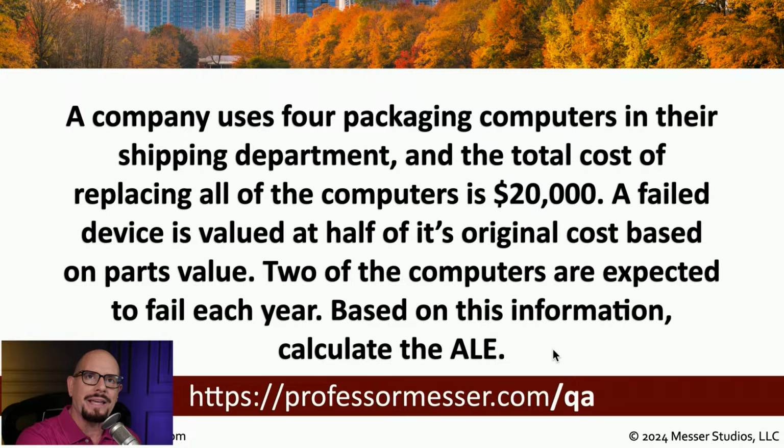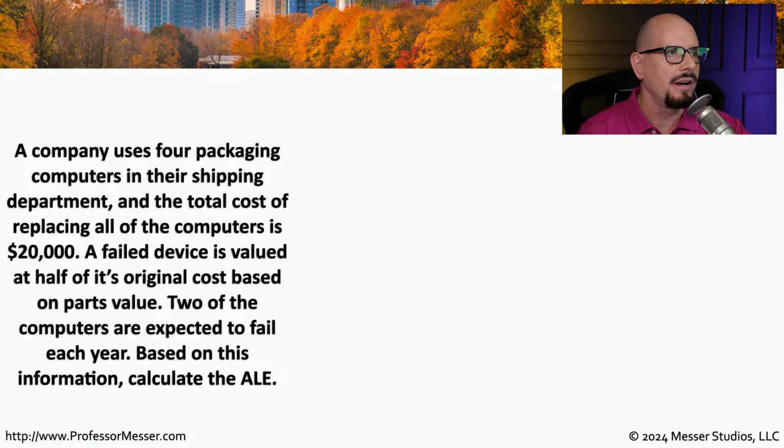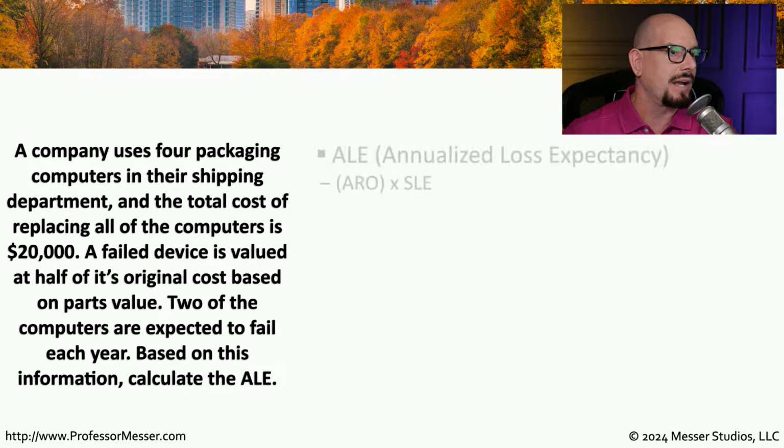How would we cover this question if this was an actual exam question? So let's take the question. There we are. The question's on the left side here. Company uses 4 packaging computers. So in the shipping department, there are computers they have that package things together. And there's a cost associated with all of those. So there's a little bit of math we have to do. So we have to calculate the ALE. That was the thing we'll start with.